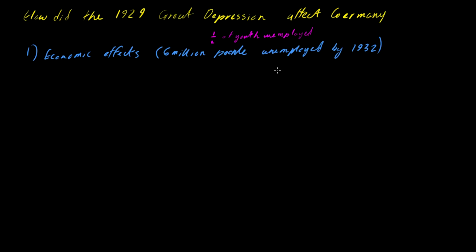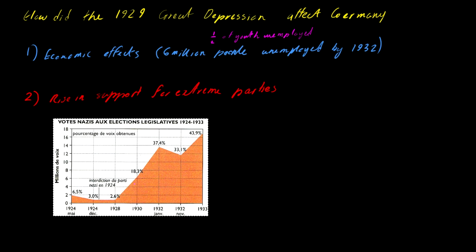Alright, so there was a rise in support for extreme parties. I'll do this in red. The Great Depression led to a rise in support for extreme parties, and we've seen that from the NSDAP's rapid increase in votes. We see that after the Great Depression in 1929, a sharp increase in the NSDAP's votes, because people were desperate. They didn't think the Weimar government was doing anything to help the problem, so they began to vote for extreme parties who promised to solve the problem.